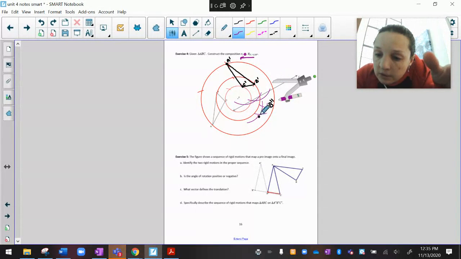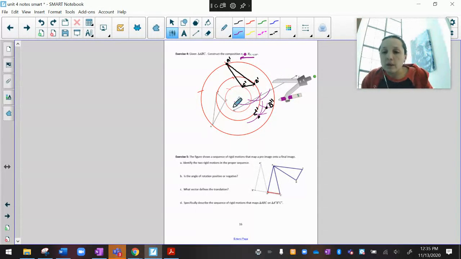This C double prime. And then, oh my God, I'm almost done. A double prime, let's go. It's going to hit twice, a little bit more. Hit twice, yay!